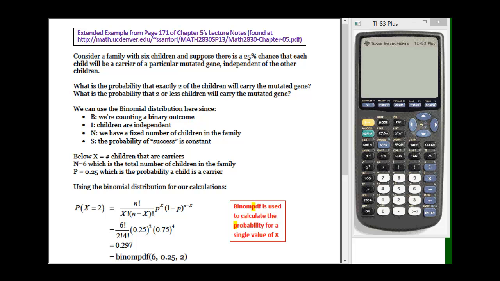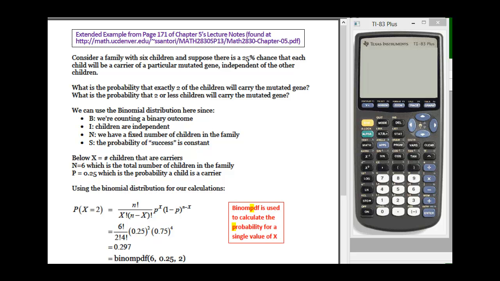So for our calculations, we had X being our count, so the number of children that were carriers. We had N was 6, the total number we were counting, and our P was 0.25. And in class, we had gone through and computed this quantity using our formula for binomial probabilities. What I wanted to do is show you how to use your calculator to go straight from the probability that X equals 2 and verify this 0.297.